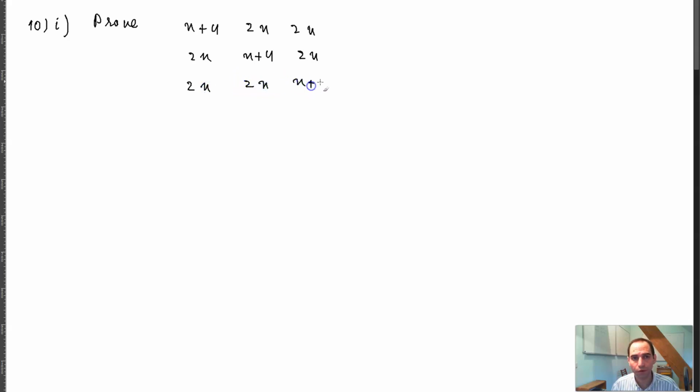So question number 10 has two parts. 10 part 1 is basically you want to prove that the determinant with rows x plus 4, 2x, 2x; 2x, x plus 4, 2x; and 2x, 2x, x plus 4 is equal to 5x plus 4 times 4 minus x whole squared.